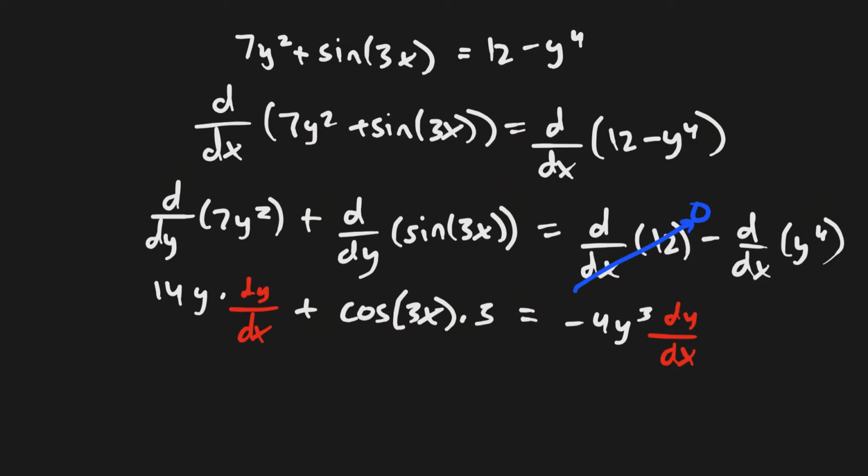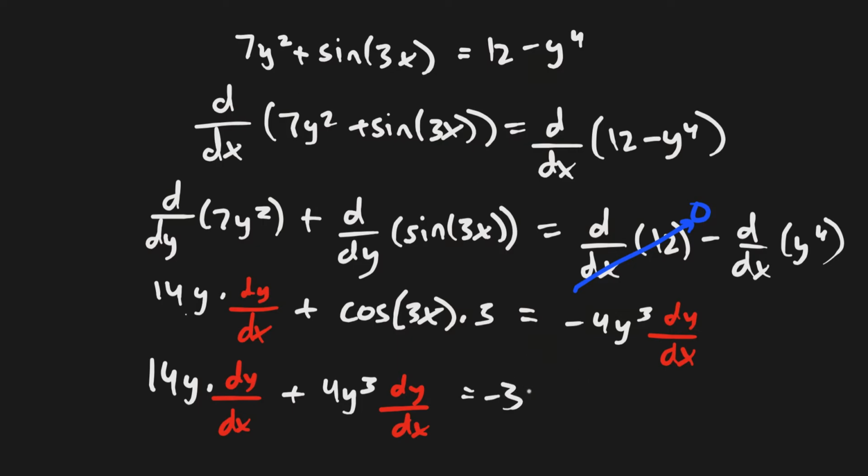So what I want to do now, and this is not very hard, is just I want to bring the dy dx terms on one side. So what I'm going to do is I'm going to subtract 3 times cosine 3x and bring it to this side, and add 4y cubed dy dx to bring it to this side. I'm going to add that on both sides. So this thing stays the same, right? We're not changing this. But then we add 4y cubed dy dx to both sides. And then this is going to be equal to, this thing moves over to this side, it's going to be negative, so negative 3 times cosine 3x.